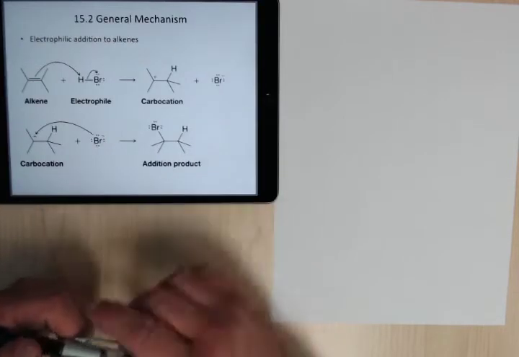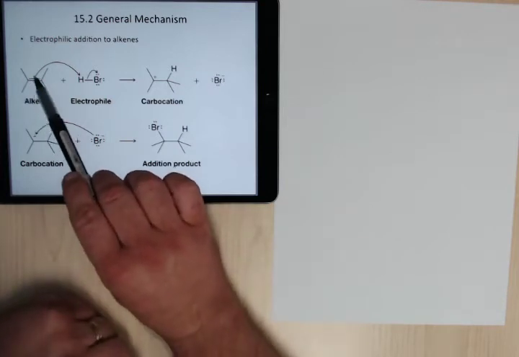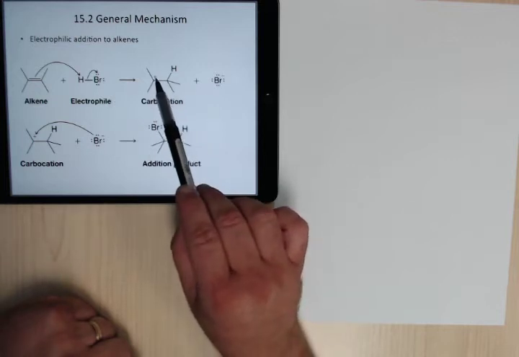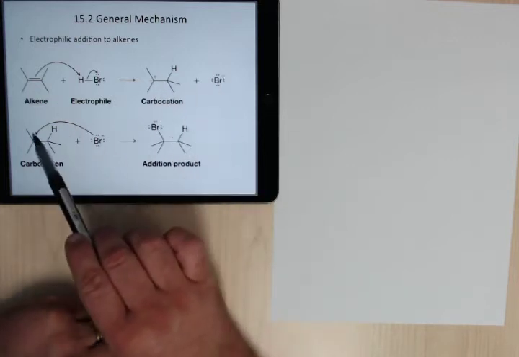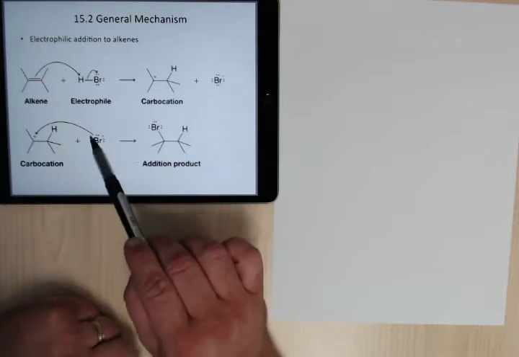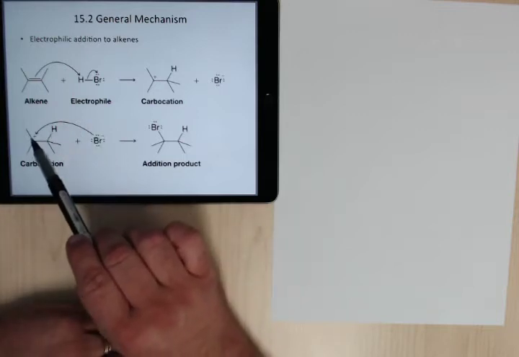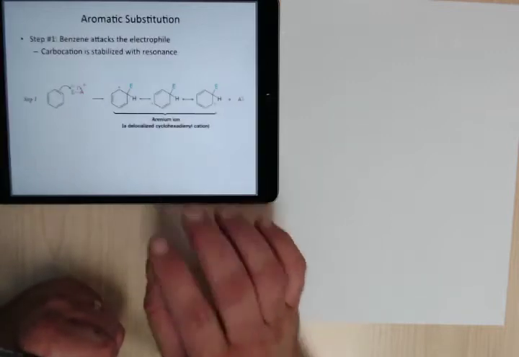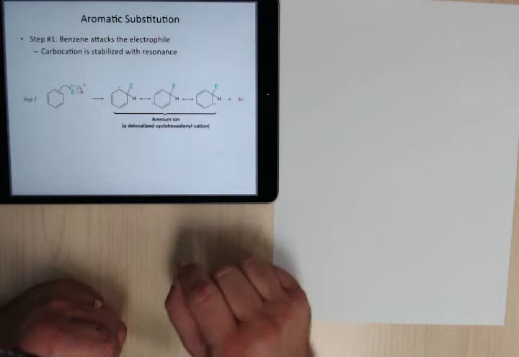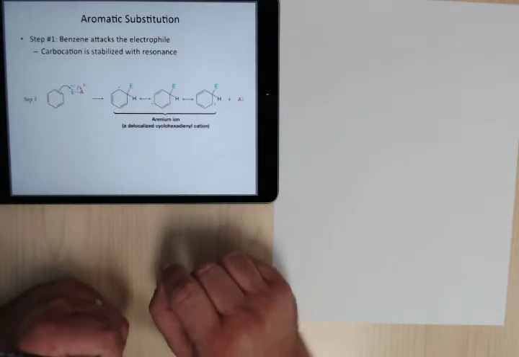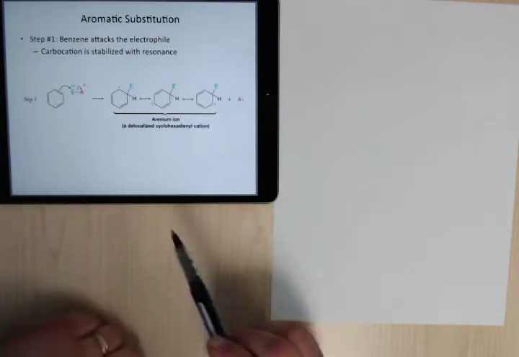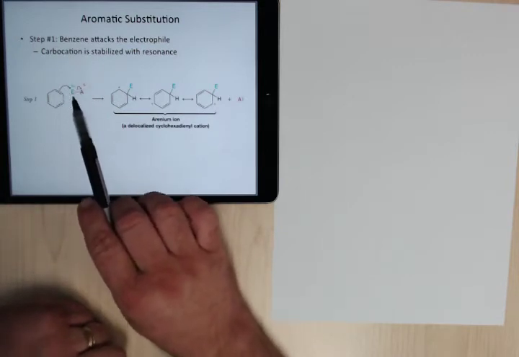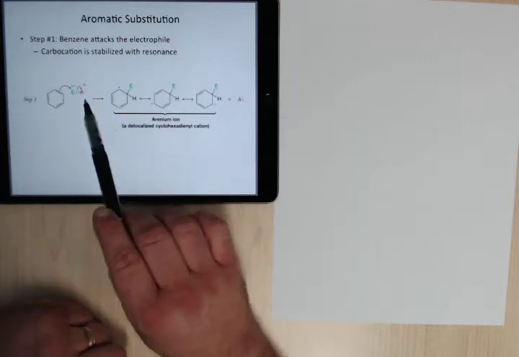Okay, so if you remember back from the alkene, we had the double bond coming in and attacking, and then pushing the bromine away. Through the carbocation, the negatively charged nucleophile comes back and attacks the carbocation, and you get the addition product. Okay? What's going to happen here is you're actually going to get substitution. You need to make something that's positively charged, with a polar covalent bond. We'll talk about how to do that in a minute.